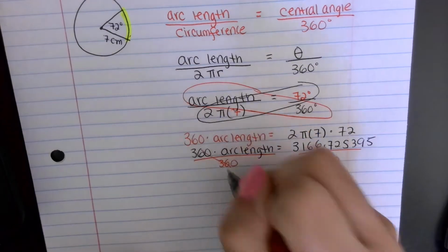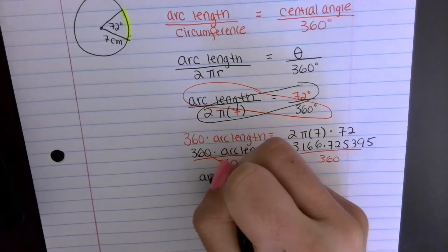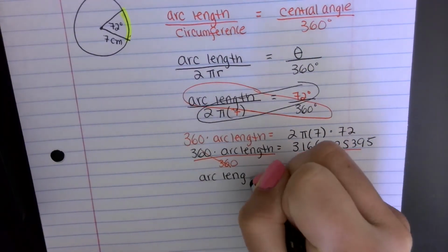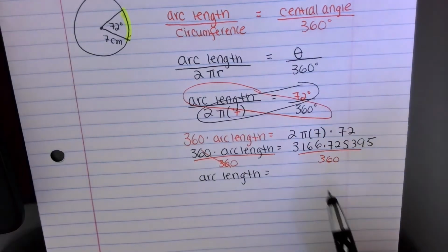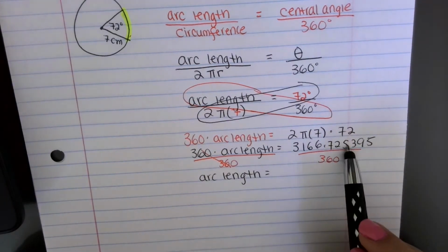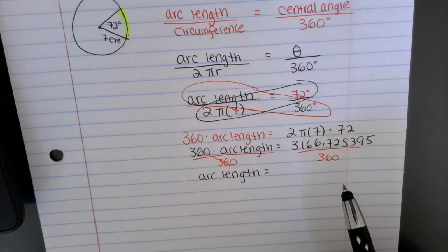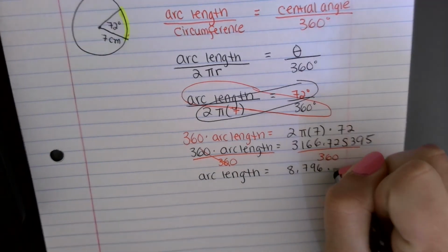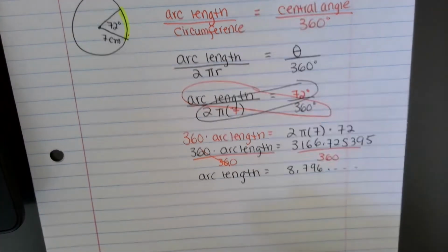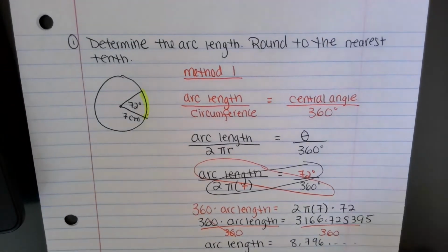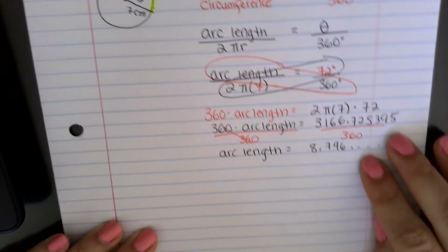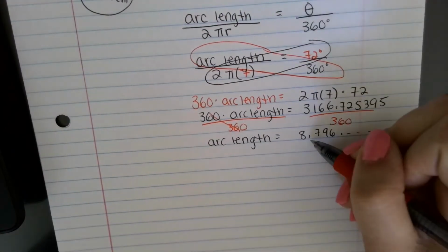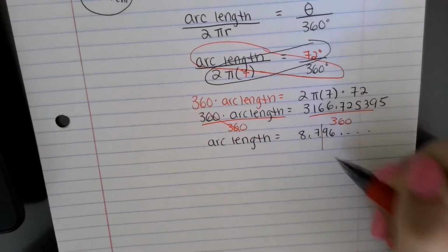So this divides out. So now my arc length equals, so right here, whatever you have in the calculator, don't erase it. From there, just divide by 360, and we're going to get 8.796, blah, blah, blah. I go back to what the question's asking me. It's telling me to round to the nearest tenth. So that means it's 1 place after the decimal.